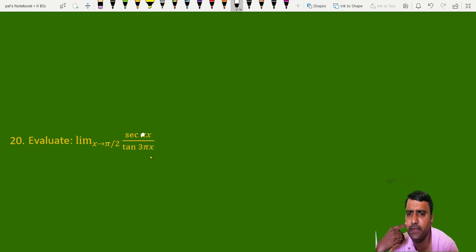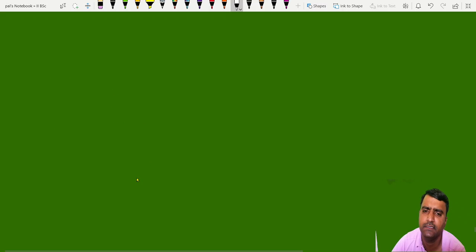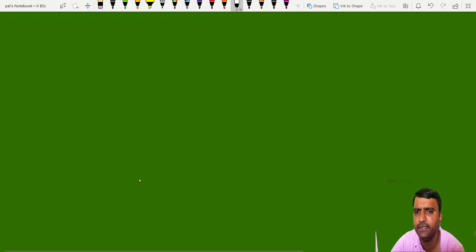So secant x by tan 3x, secant x by tan 3x, not tan 3 pi x. Okay, it is tan 3x, that's all. So try to evaluate these two limits. It's the problem of the infinity by infinity form.